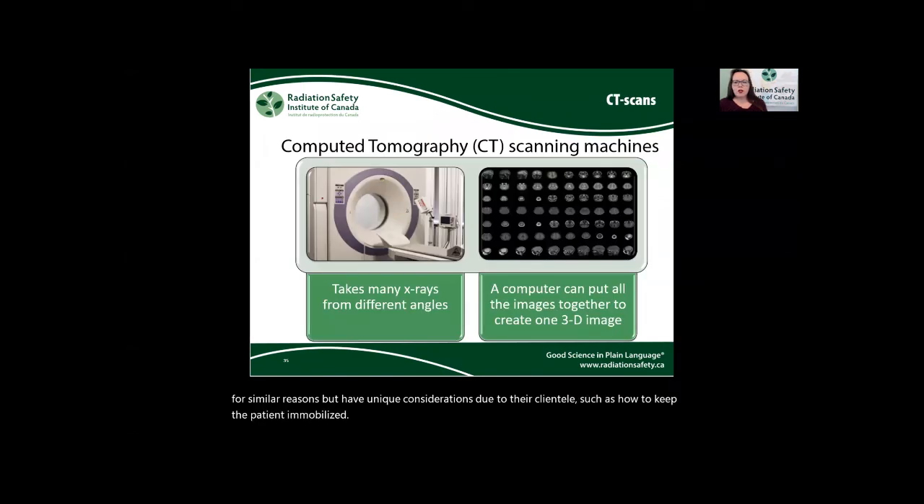CT scanners are X-ray machines which take numerous X-rays to form a series of 2D or a constructed 3D image of an area of the body. Due to the length of time spent in the X-ray field, having a CT scan exposes a patient to more ionizing radiation than a single X-ray.